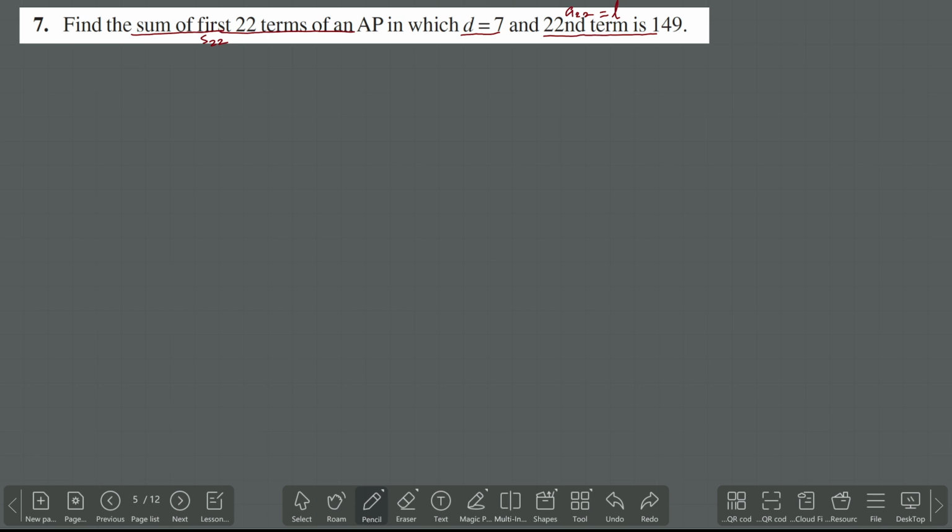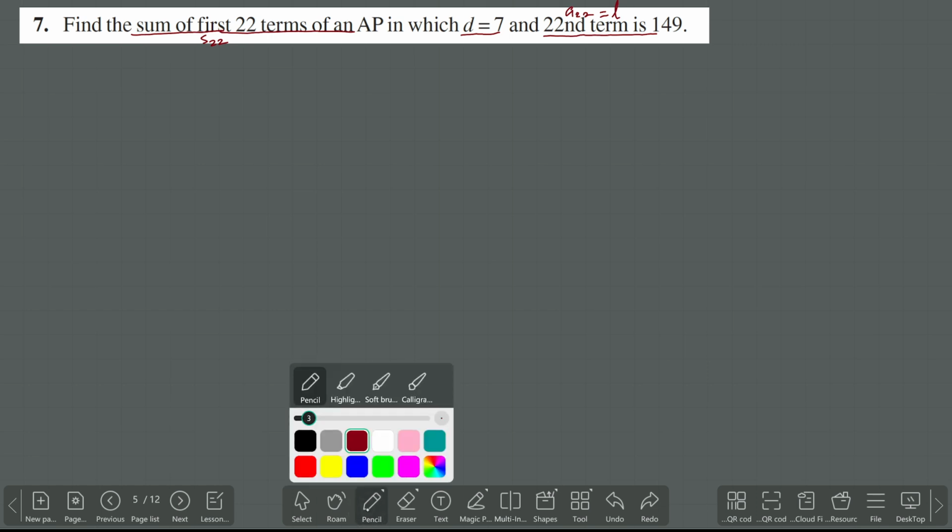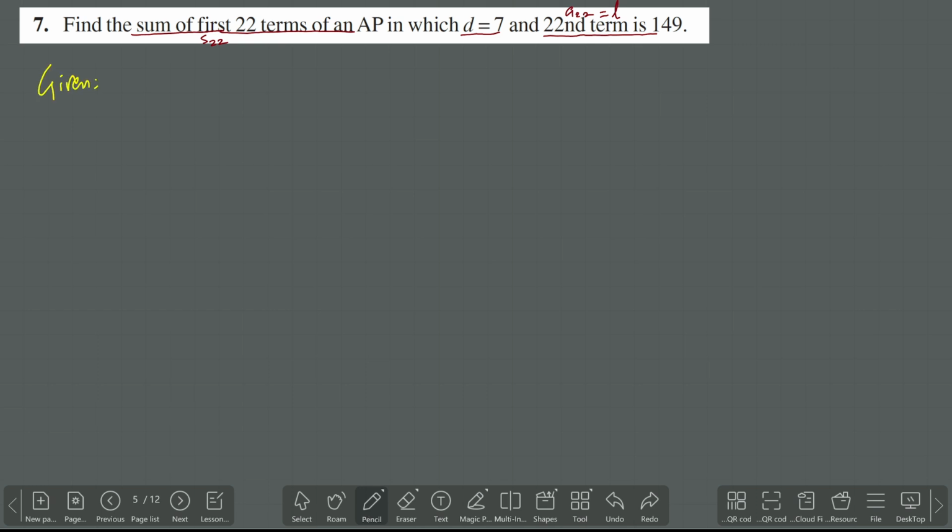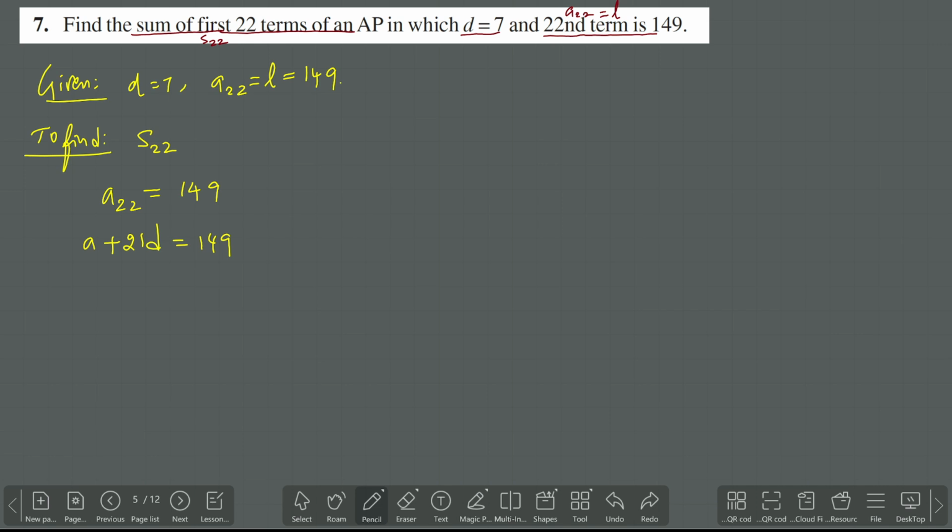But by using a22 only, I am going to find a as well. A they didn't give, have you noticed? A you need. So in the given, d value is 7 and a22 or l equal to 149. They are asking to find the sum of first 22 terms, that means S22. So in the an formula, a22 equal to 149, in the sense a22, what I know, a plus 21d equal to 149. Directly you can write without using the formula also, or with the formula also you can move. d value they are given, a plus 21 into d value 7, which is equal to 149. a plus 147 equal to 149.